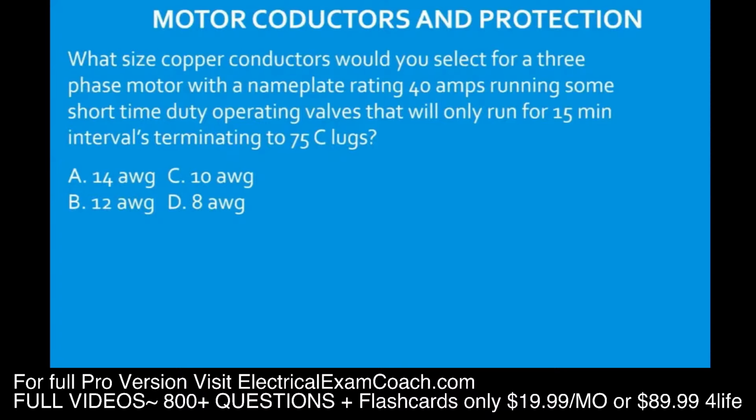What size copper conductors would you select for a 3-phase motor with a nameplate rating of 40 amps running some short time duty operating valves that will only run for 15-minute intervals, terminating to 75°C lugs?